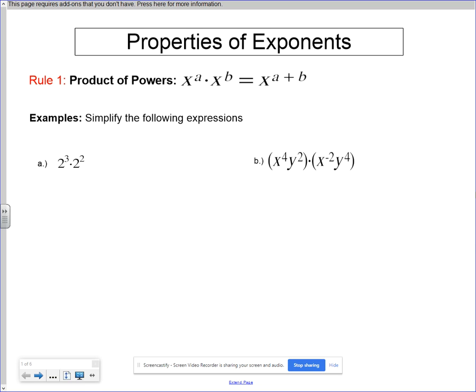Today we're going to be talking about properties of exponents and what we can do with these sorts of things to simplify polynomials in the future. So the first rule that we have is this product of powers rule.